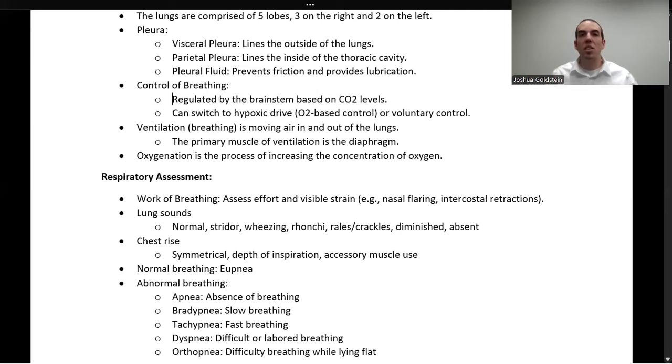Are they focused on it? Are they straining to do it? Are their nostrils flaring, trying to bring in more oxygen? Are their muscles between each rib expanding and collapsing, trying to breathe in more oxygen? Are they putting work into their breathing? Next, we have lung sounds.